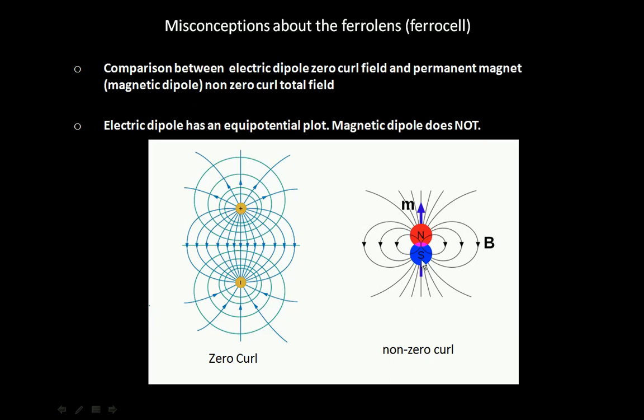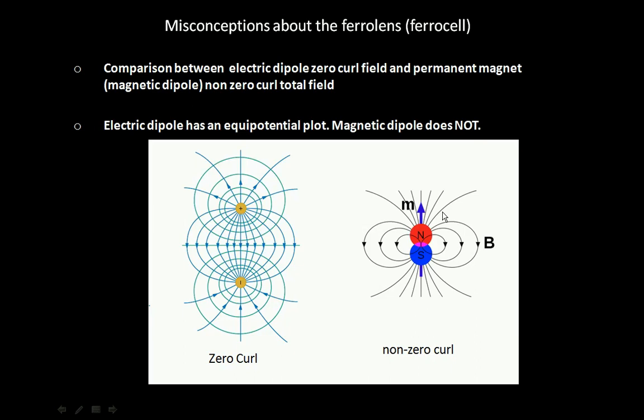Again, don't mix up, don't treat it like an electric dipole. These are two monopole charges. The electric dipole consists of two monopole charges, but a magnetic dipole is just a magnetic dipole. It doesn't consist of separate magnetic charges, because they are not found in nature. There are no magnetic monopole charges found in nature. So this here also has zero curl, and this here has non-zero curl.